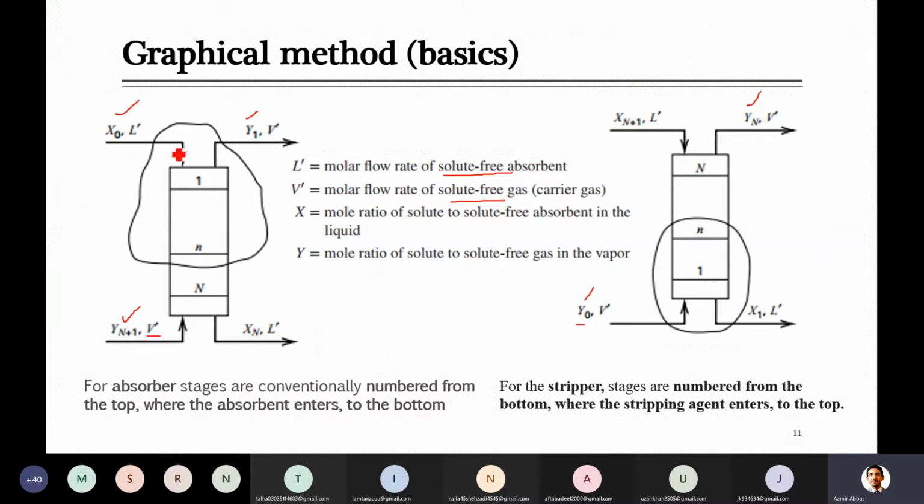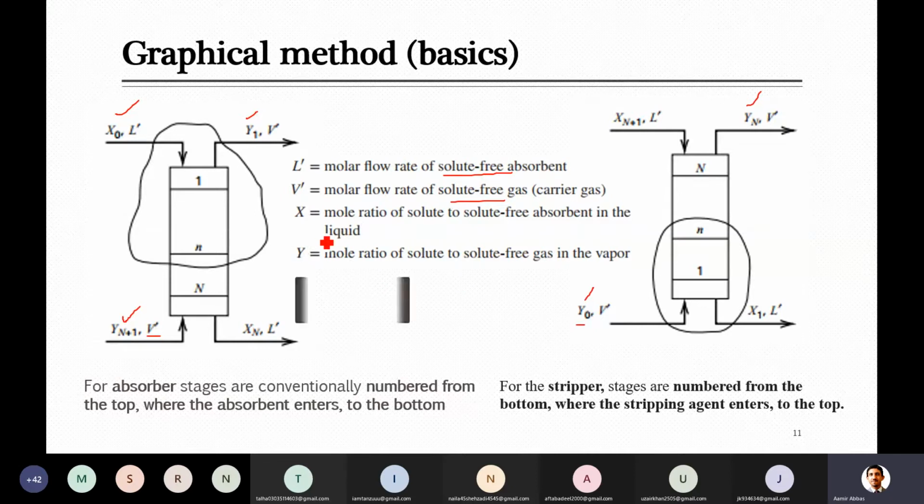So this is about the diagram, because later I have to apply some balance and write some equations, so kindly it should be clear to you what these symbols indicate when I'm writing something, like the flow rate of some solute or the solvent, and how they are numbered or represented with different symbols. So this X capital which we have seen was the molar ratio of the solute to the solute free absorbent, and Y capital was for solute to the solute free gas.